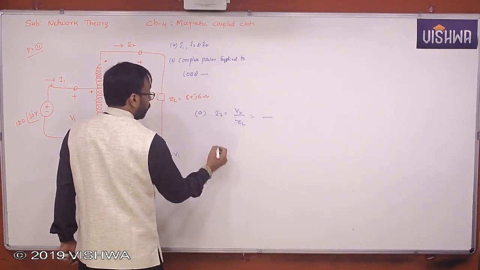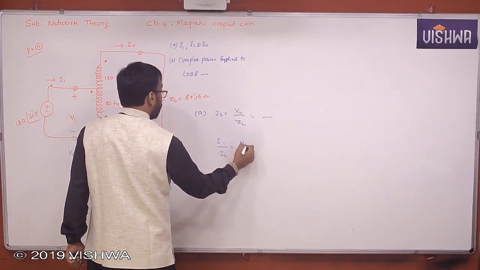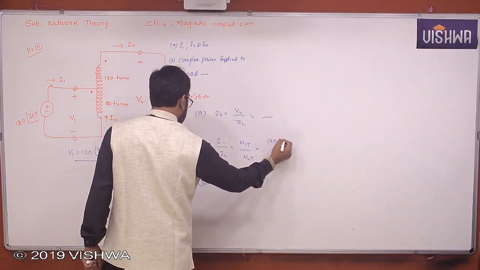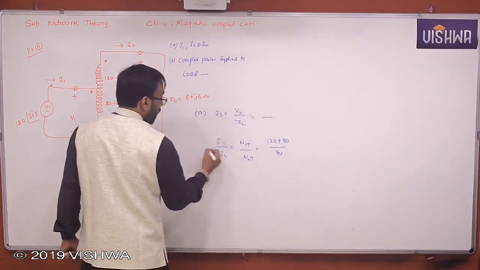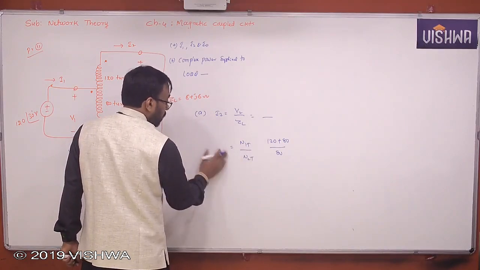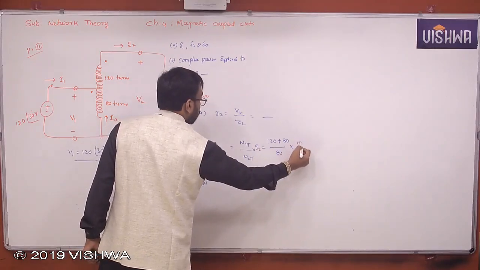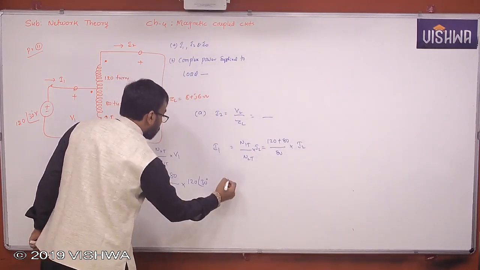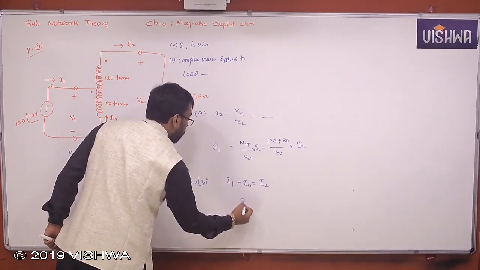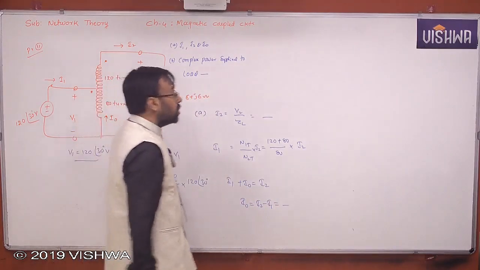Once you know I2, you know that I1 by I2 is equal to N1 total by N2 total. That's again 120 plus 80 by 80. So you'll find I1 from here. I1 is nothing but that ratio into I2. This value you can substitute here. You know that I1 plus I0 is nothing but I2. Then I0 can be determined as I2 minus I1.